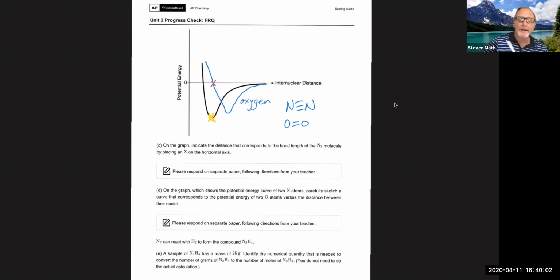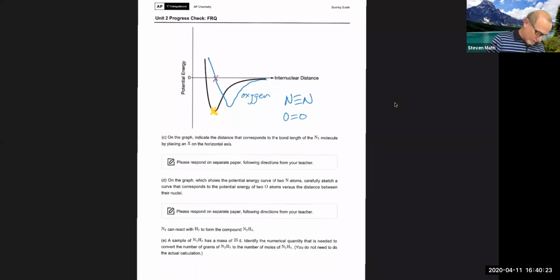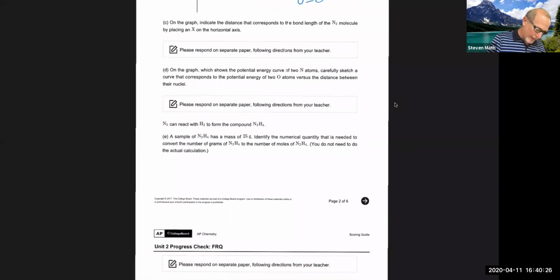Okay. And it should be skewed a little bit further to the right because the internuclear distance is going to be a little bit further apart. Remember, as we get more bonds, the bonds get stronger and the bonds get shorter. And I think that's going to come up here in a minute when we get down to F maybe. Okay, so now we've drawn that.